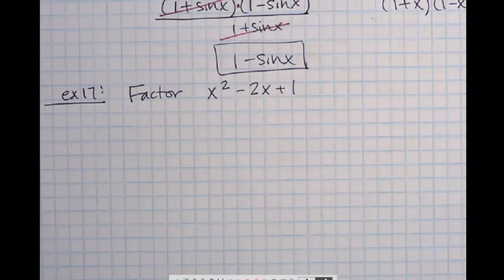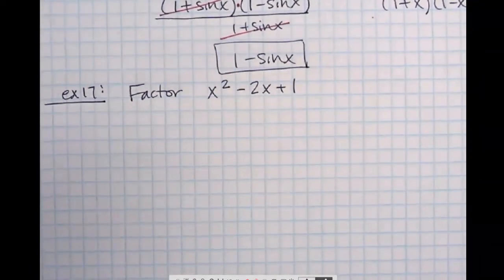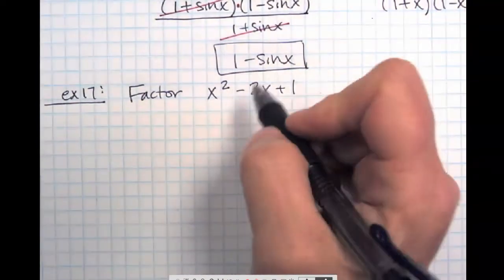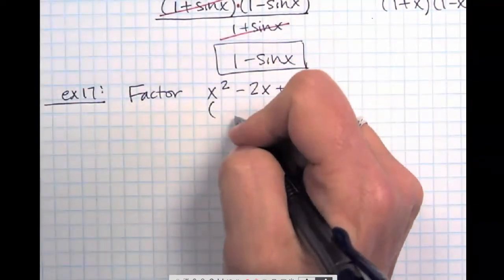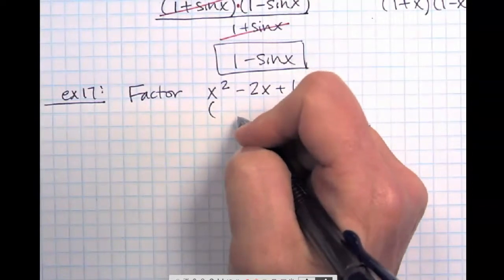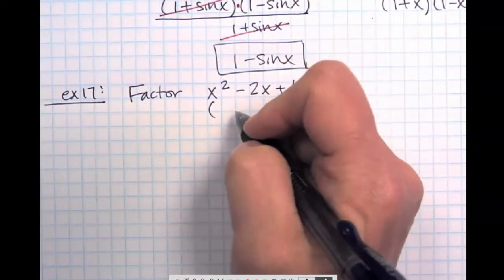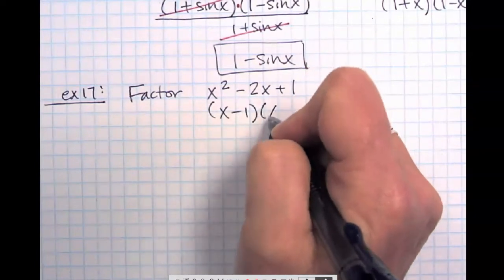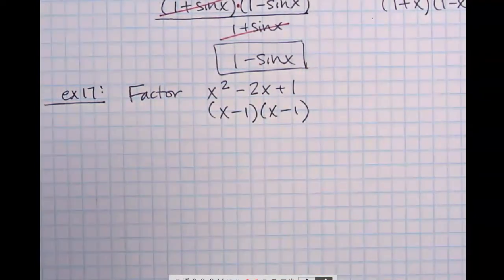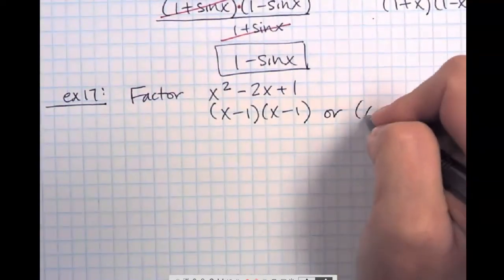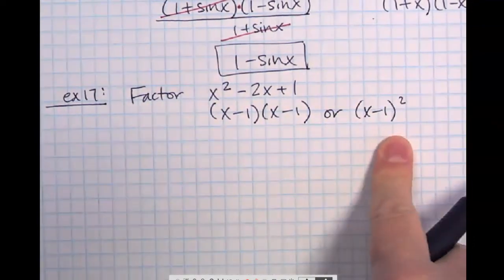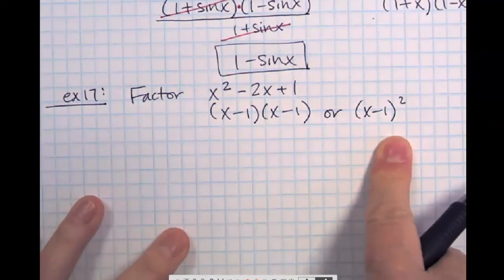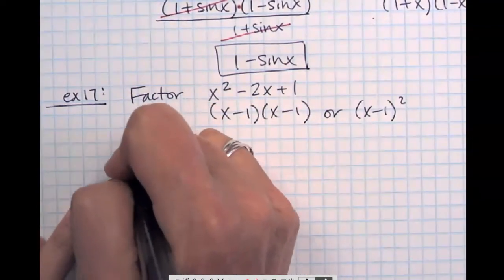I see lots of good answers. Does anybody want to share what they got? Two identical factors, right? Did anybody write that as x minus 1 squared? You don't have to, but you could, because I have two identical factors. Okay, so how would I factor this?